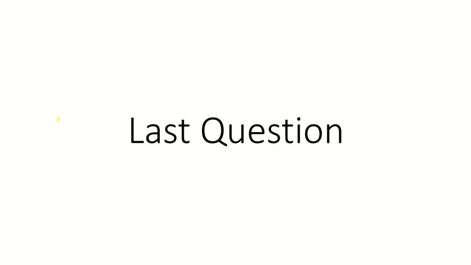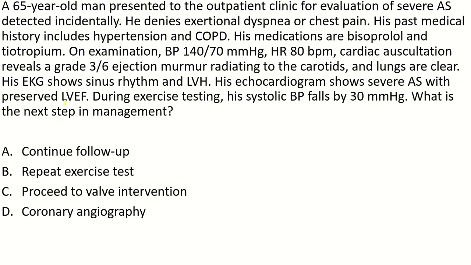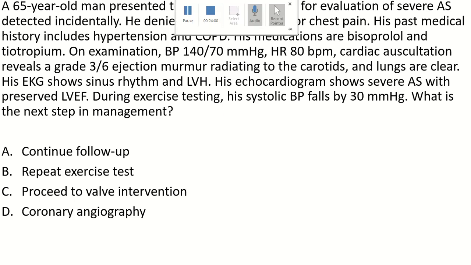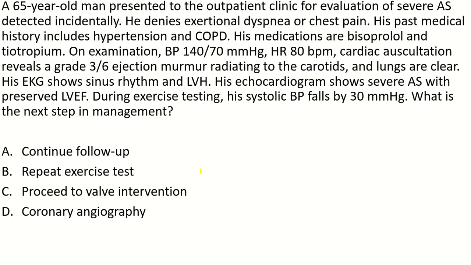Okay, here we go. The last question. We have a 65-year-old man who presented to the outpatient clinic for evaluation of severe aortic stenosis that was detected incidentally. He denies exertional dyspnea or chest pain, so the patient currently has no symptoms. His past medical history includes hypertension and COPD, and his medications include bisoprolol, with well-controlled blood pressure, and tiotropium.